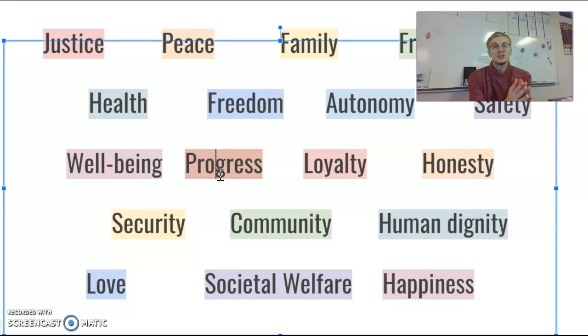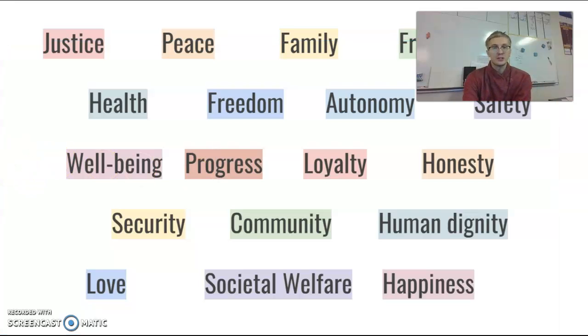But I just wanted to make sure that you all have a good foundation of what is a value, what is a criterion, and how do these moving parts fit together.